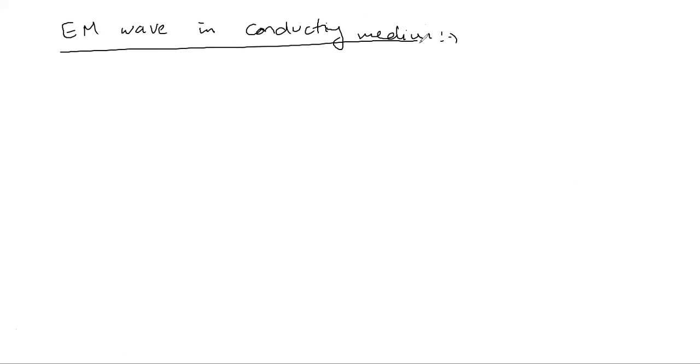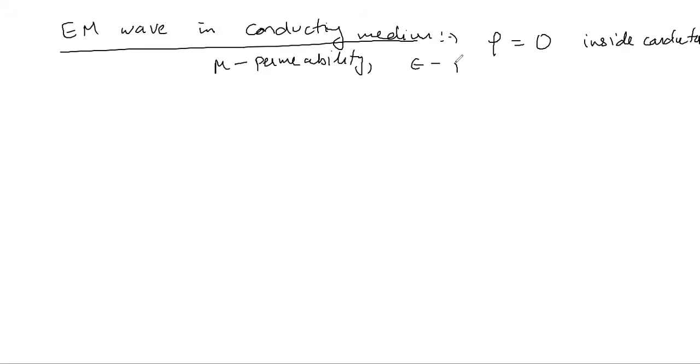I'm repeating that because we said that in the conducting medium there is something called characteristic time or relaxation time. So we can assume that all the charges are going to be on the surface of the conductor. There are no charges inside the conductor. If there are no charges inside the conductor, then your charge density is 0 inside the conductor. Now, let's say that mu is the permeability of this conducting medium that we are talking about, and epsilon is the permittivity of the medium that we are talking about.